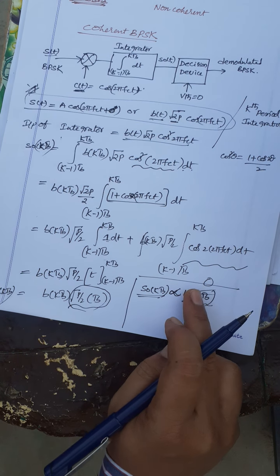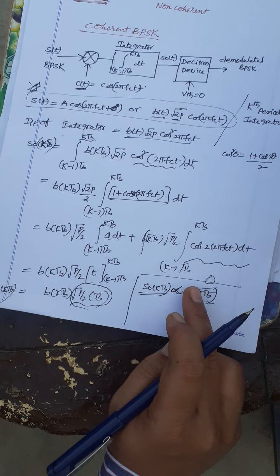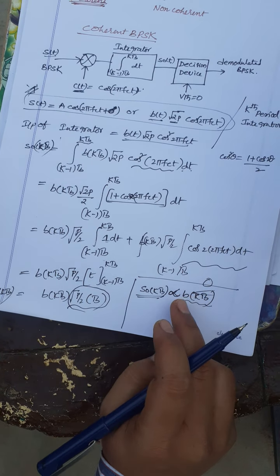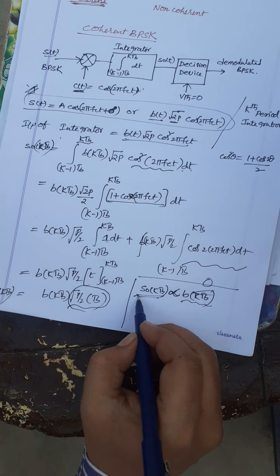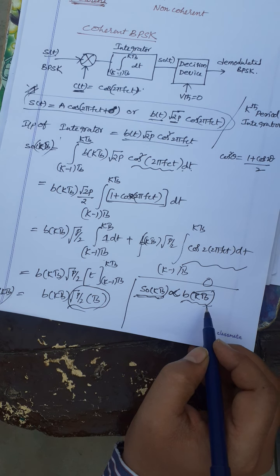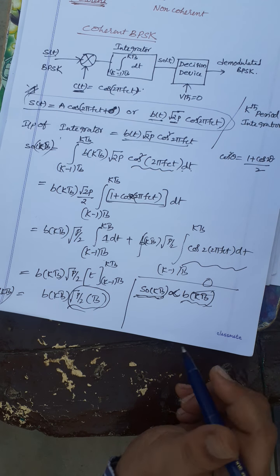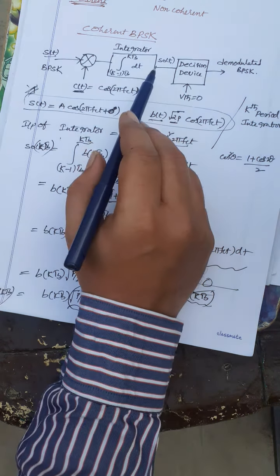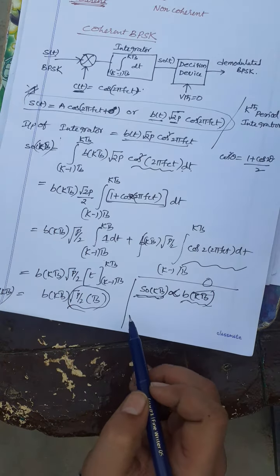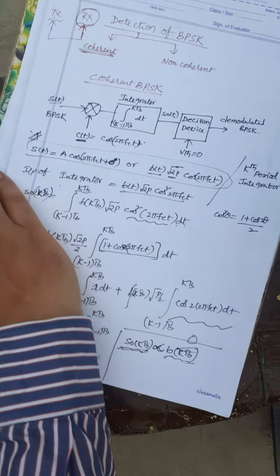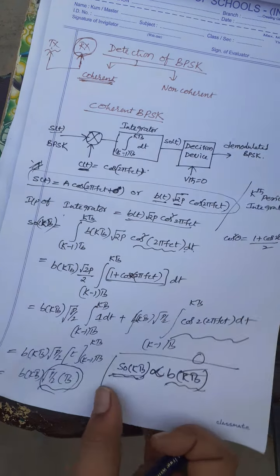What is B of t? B of t is the NRZ output. So the output S naught of KTB is proportional to the NRZ output B of t. Clear? Now this output S naught of t is passing through the decision device.